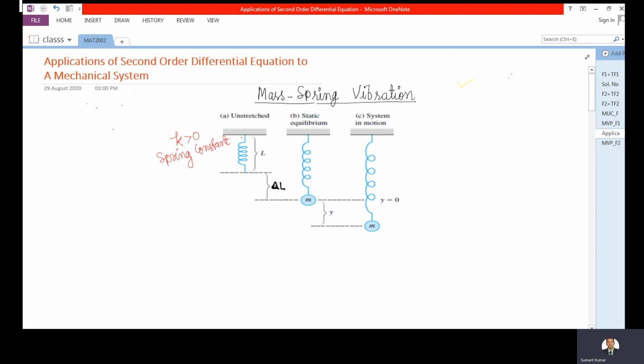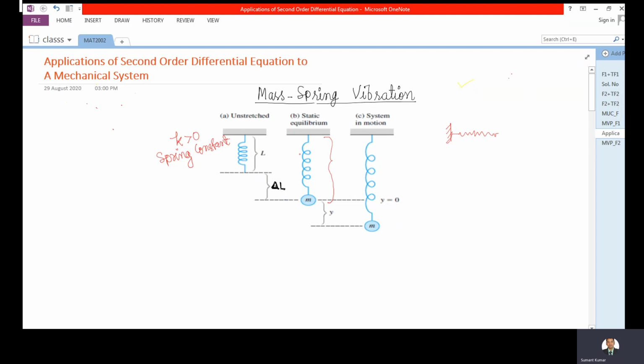Now the spring is suspended vertically. You can put it in a horizontal position also, or we can place the spring in a vertical position, but in this problem I am taking it vertically suspended. Now an object of mass m is attached at the lower end of the spring, and due to this mass, the spring gets stretched by a length delta L. So after putting the object at the end of the spring, the total length of the stretched spring due to the mass will become L plus delta L.